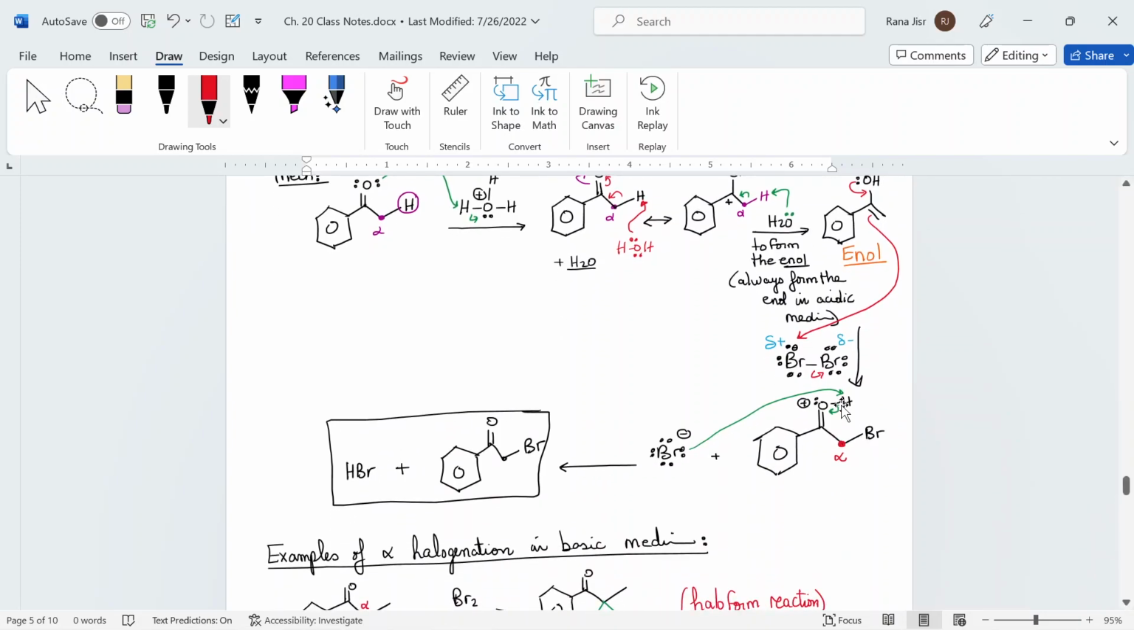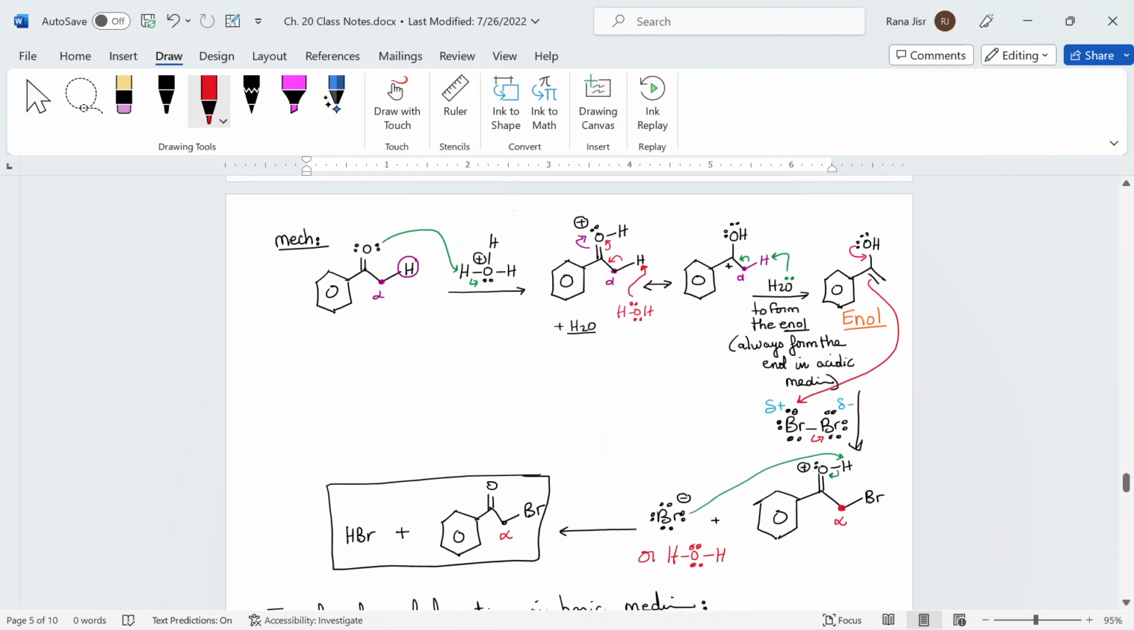Any extra hydrogen will be picked by the base in the solution, either bromide, Br minus, or water, whatever base that you pick, both are right, and you are going to end up getting your bromination at the alpha carbon. The reaction is not very reactive, so the reaction stops here after you brominate just one alpha hydrogen.